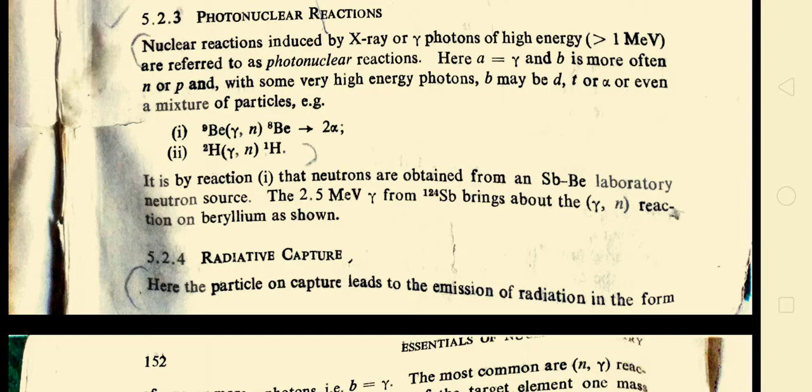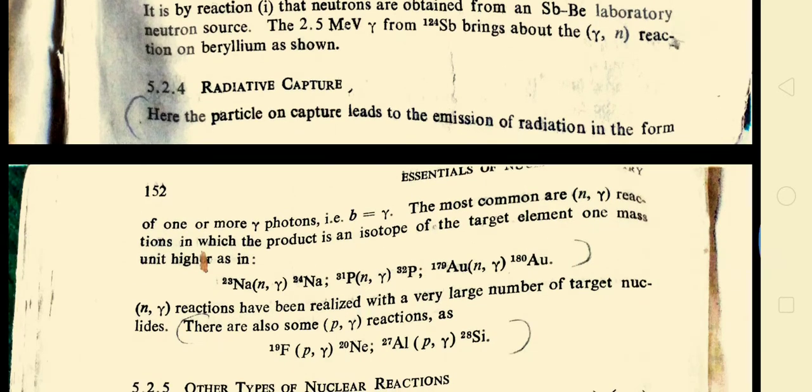And the fourth type is radiative capture. In radiative capture, the capture of particles leads to the emission of radiation in the form of one or more gamma photons. Here the particles may be neutrons. Generally neutrons are the projectile particles or incoming particles. When a neutron hits the target nucleus, some gamma photons are emitted from the target nucleus in addition to the conversion into its product nucleus. That is, in addition to the product nucleus, some gamma photons are emitted.